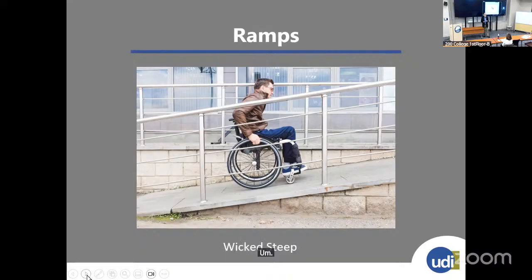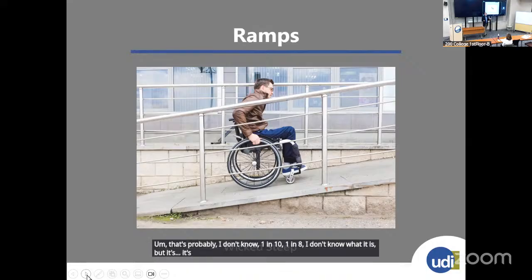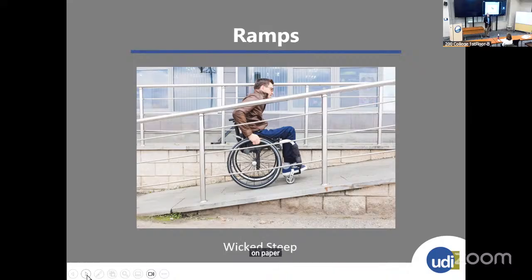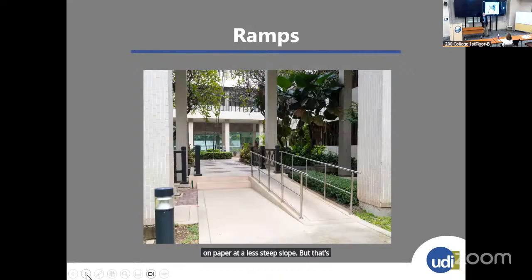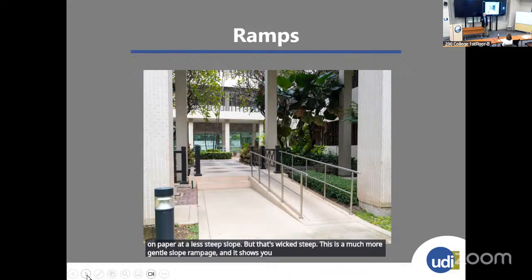That's probably, I don't know, 1 in 10, 1 in 8, I don't know what it is, but it's what happens sometimes if someone doesn't know what they're doing, or maybe it's even 1 in 11. You just don't want to get near that at all. So that's why you design ramps on paper at a less steep slope. But that's wicked steep.